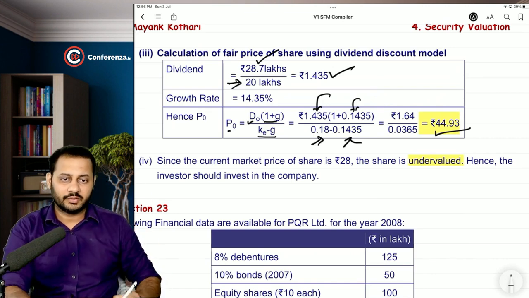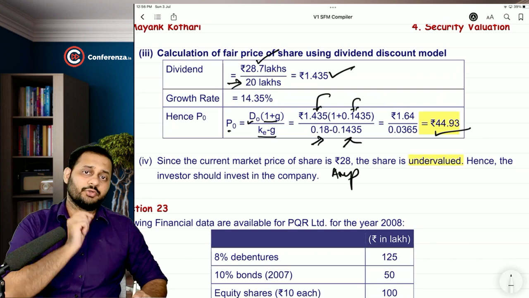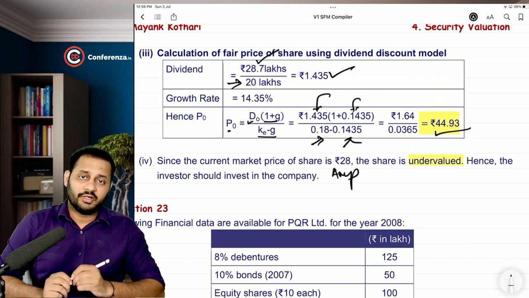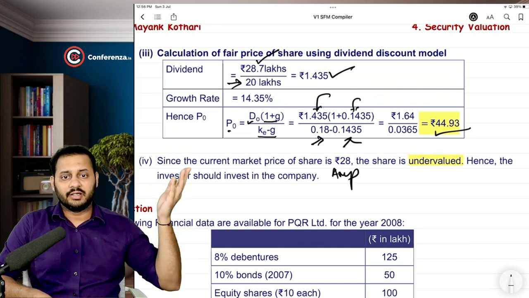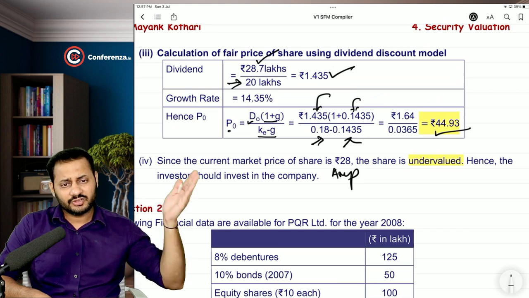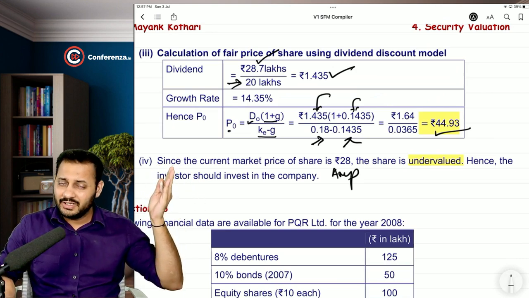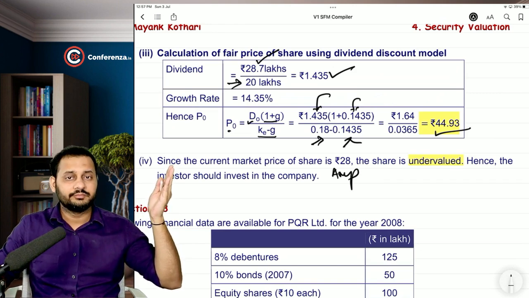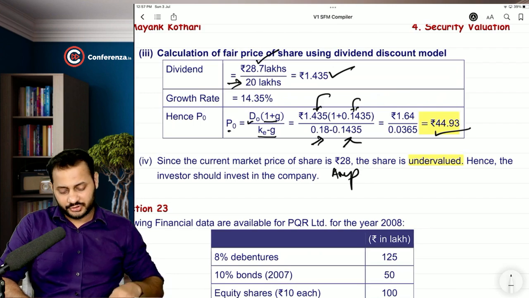What is the exact price? The actual market price is 28, where it should have been up to 44.93. So theoretically the price is higher and I'm getting it at a cheaper rate in the market. Whether I should buy the share or not, yes, obviously it is available at a cheaper price. Undervalued, at a discount. Go and buy or invest. So this was question number 22.